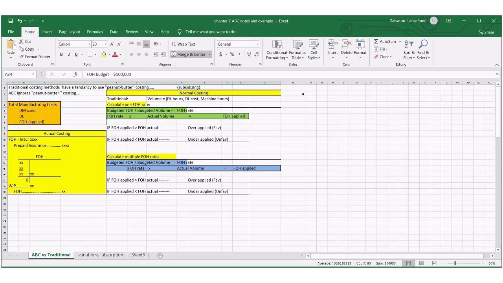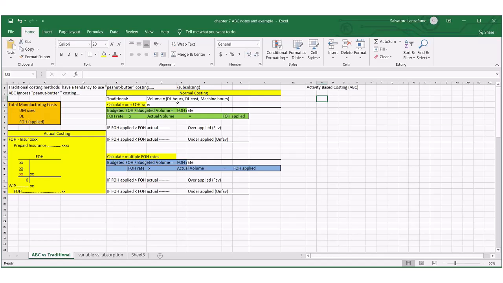Activity-based costing, which is what ABC stands for. Let me actually write that down here. Activity-based costing, also known as ABC. So activity-based costing ignores that peanut butter costing. It kind of eliminates it from the picture. It gives every department a more accurate assessment of what the cost for that department actually is.